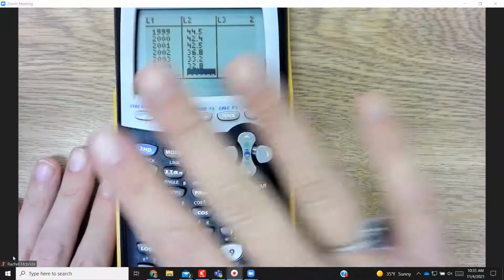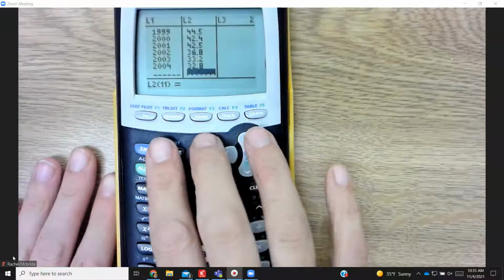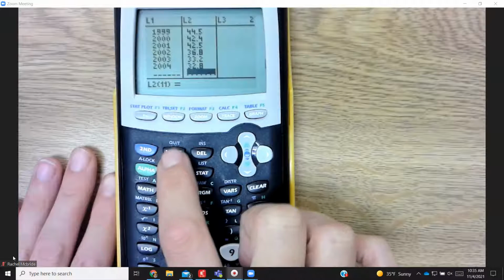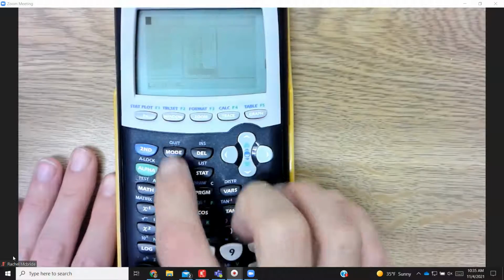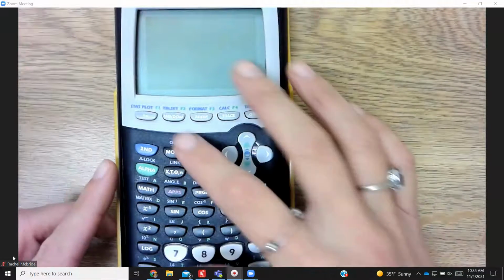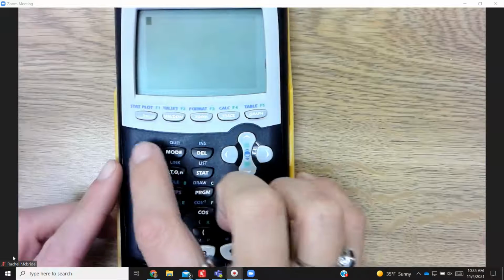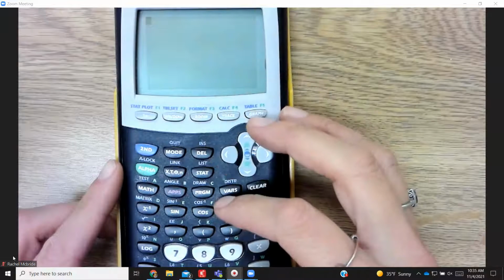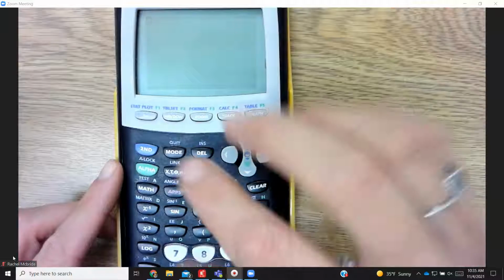After your data is entered, you want to get back to that home screen. So you're going to hit second and quit, which is the mode button. So like anytime you want one of those blue words on this, or in your case, a yellow word, you hit the second key and it's kind of like the shift key on the keyboard. It gets you to that upper part.